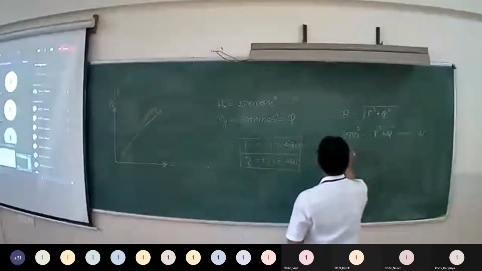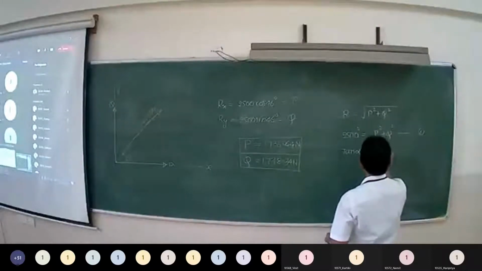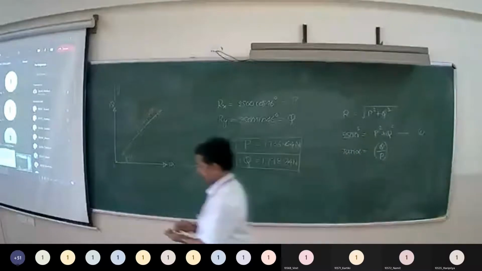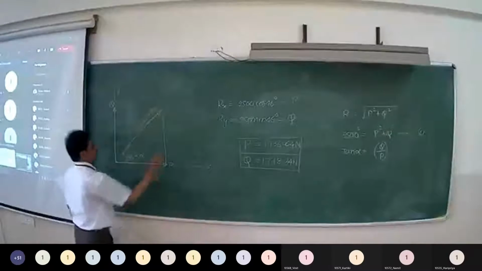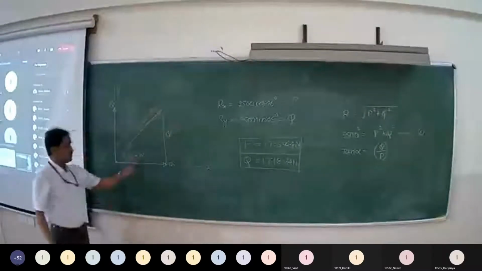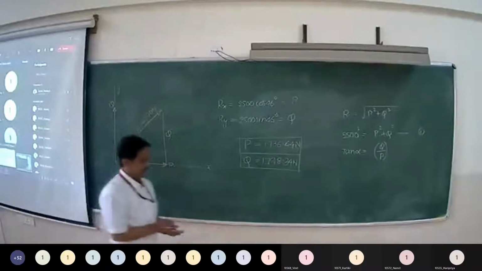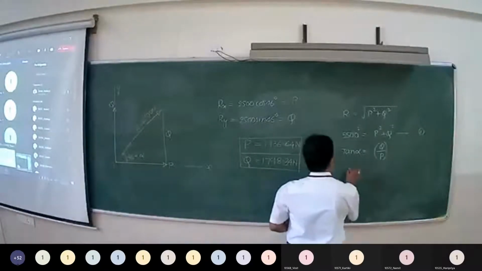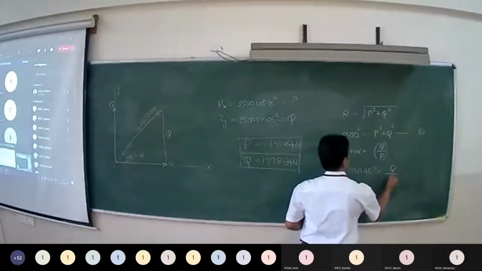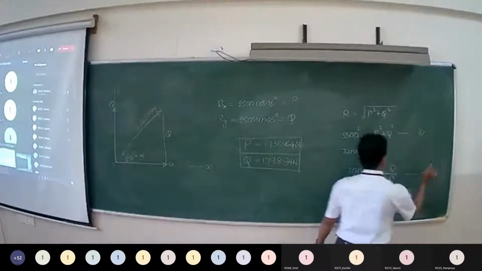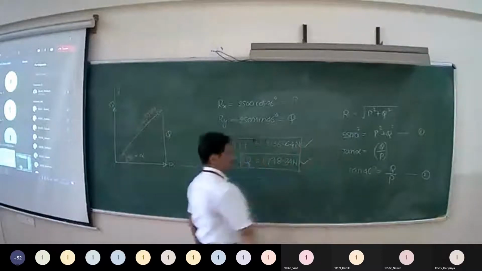And also tan alpha is equal to Q upon P, right? Let me say this is alpha, this is Q. So tan 46 is equal to opposite side Q upon adjacent side P. So tan 46 is equal to Q upon P. So this is the second equation. Solving these two equations, you can get magnitudes of P and Q.